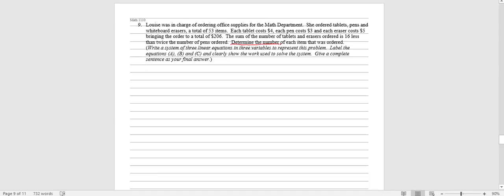So this final sentence helps me as I set up a description of each unknown. The problem is asking me to determine the number of each item that was ordered. So x is going to be the number of tablets. I'm just going to give these in the order that they show up in the problem. y equals the number of pens. z equals the number of erasers. So being clear on what your unknowns equal really helps you set up your system.